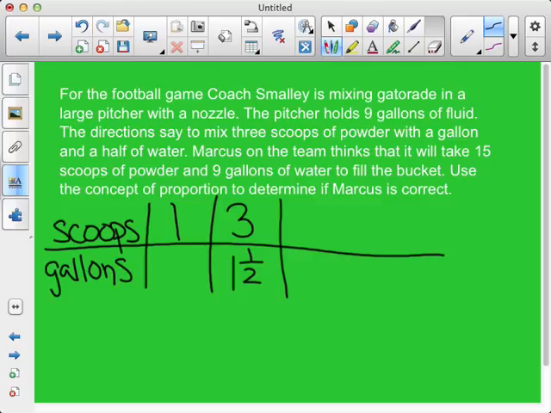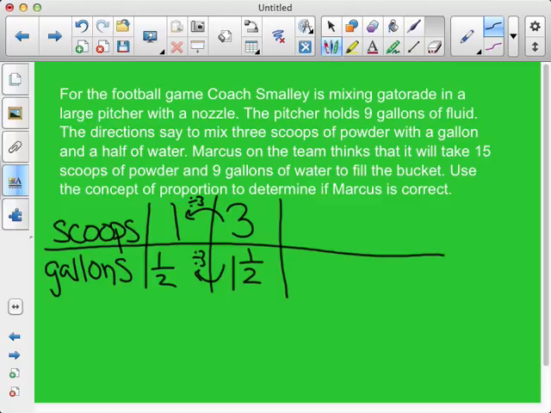Okay, if I want to have 1 scoop, let's divide this by 3. So 3 divided by 3 gives me 1. So what is 1 1/2 divided by 3? Well, that's 1/2. So every 1 scoop will give me 1/2 gallon of water. And we can use this proportional relationship for each one, but we can also look at the unit rate, 1 1/2.